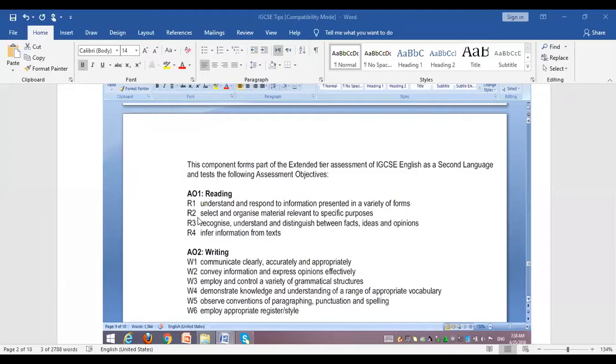A student taking or sitting the IGCSE ESL should be able to understand and respond to information presented in a variety of forms. You'll be given some ads, some prose texts, okay? And then you have to read such texts and ads, and newspaper articles or else, and figure out some information and ideas. You have to select and organize material relevant to specific purposes. And this is based on the type of questions given. It could be why something has happened, how it's happened, when it's happened, et cetera. And then you have to find the relationship between such material to understand and distinguish between facts, ideas, and opinions.